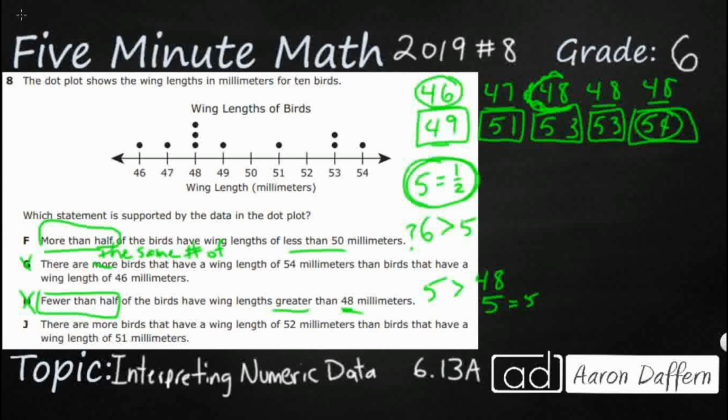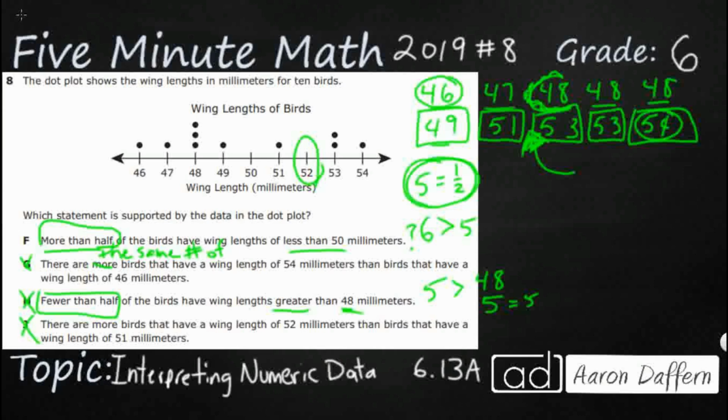Let's take a look at this last one here. There are more birds that have a wing length of 52 millimeters than birds that have a wing length of 51 millimeters. There are no bird lengths of 52. I was looking at our dot plot, like maybe I pulled the data wrong. There is no 52. It would go right there. Take a look. It's empty. So there is no 52. Well, there is a 51, but there is no 52. So that's not going to work.